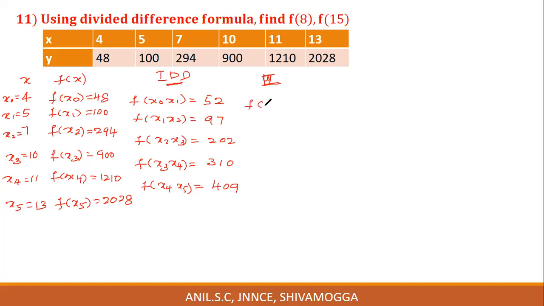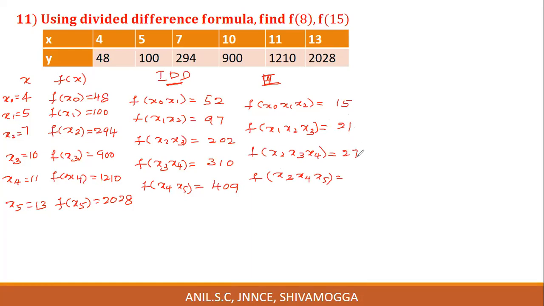Second order divided differences, which are denoted by f of x0, x1, x2, f of x1, x2, x3, f of x2, x3, x4, f of x3, x4, x5. 15, 21, 27, 33.